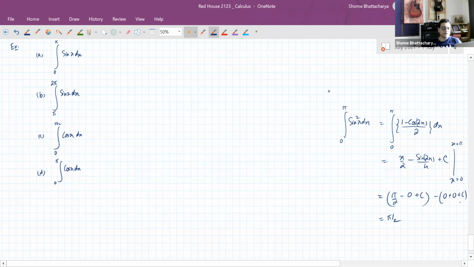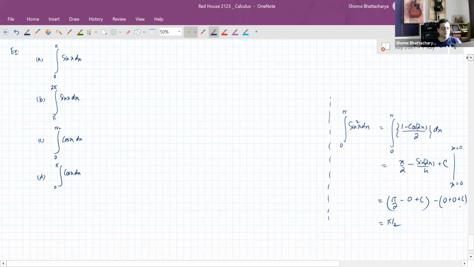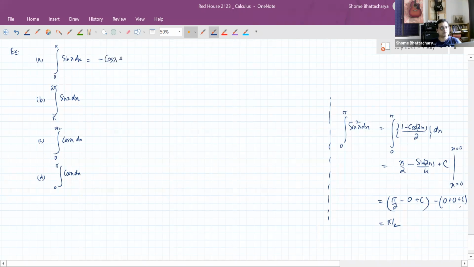So eventually we'll see how to deal with substitution or identity type of integrations with limits also. But let's start with basic ones. So like this one, you have to just see that integration of sine x is minus cos x. So in this now you have to just put the limits and see what value you will get.